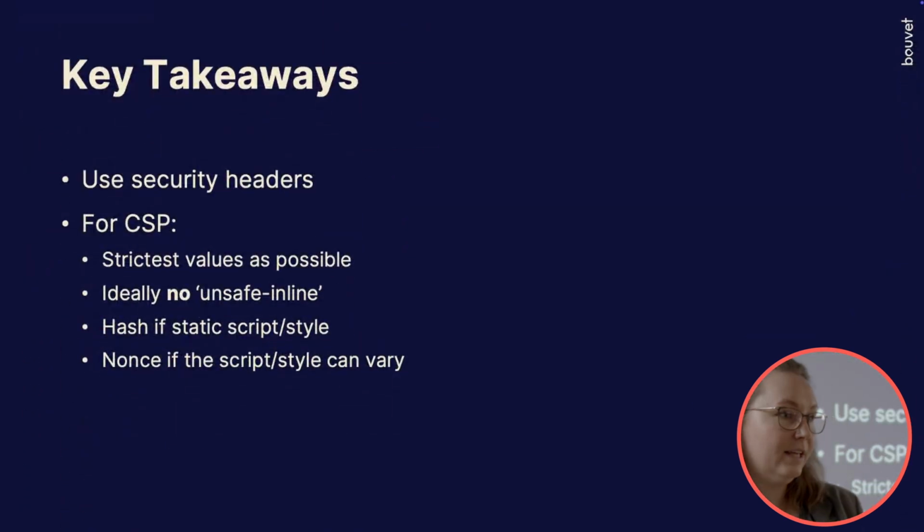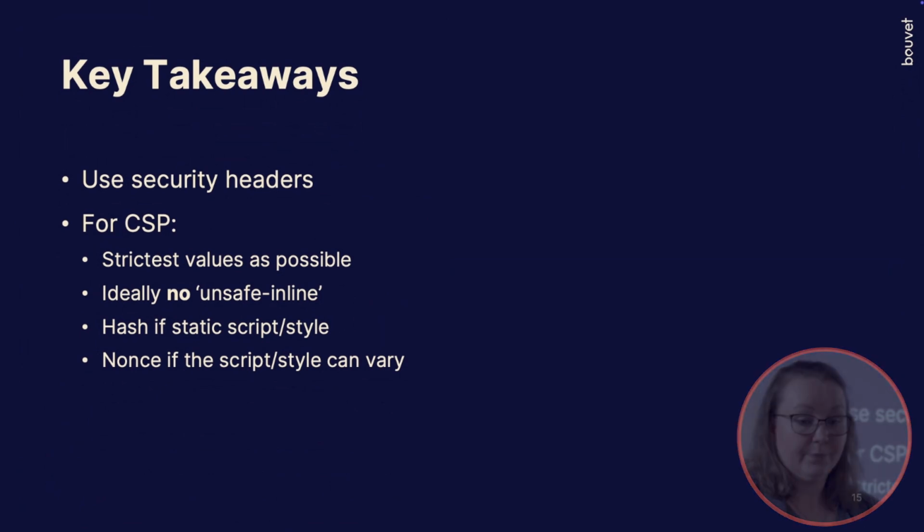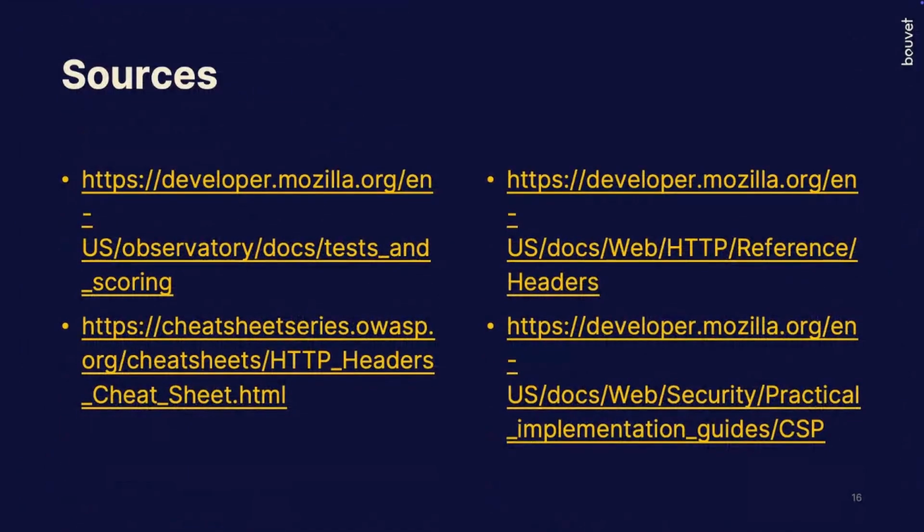So, key takeaways here: use the security headers, and it's quite easy to use in Enonic with the security headers app. And for content security policy, use the strictest value possible. Ideally, do not use unsafe inline. And use a hash if you have a static script or style that you need to allow, or a nonce if it can vary, for example, through variables set by the editors. And here are some of my sources, like Mozilla and OWASP.